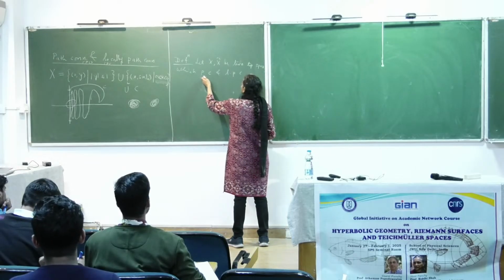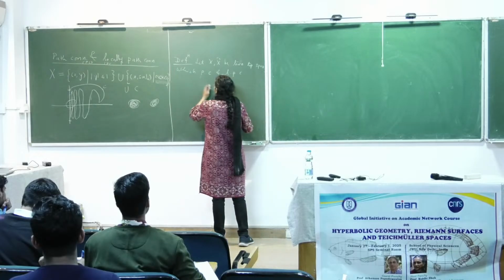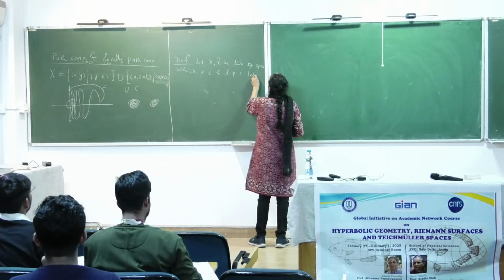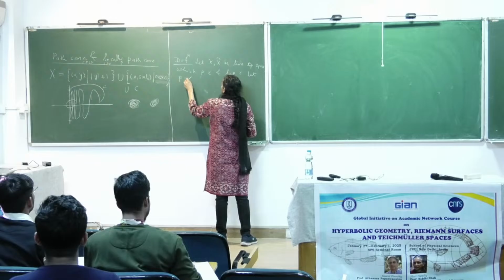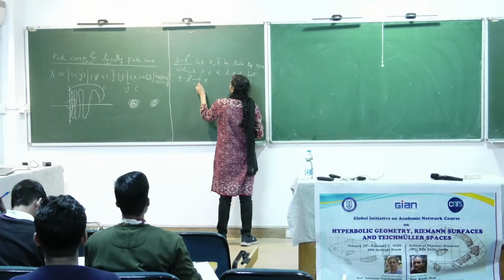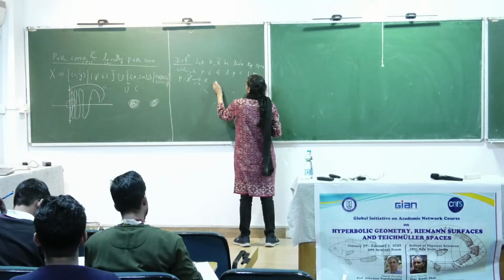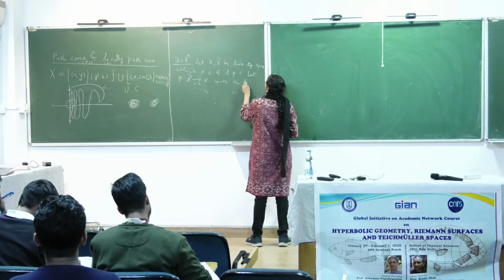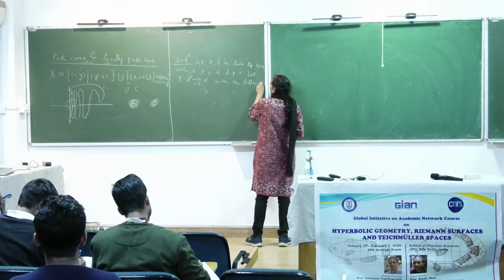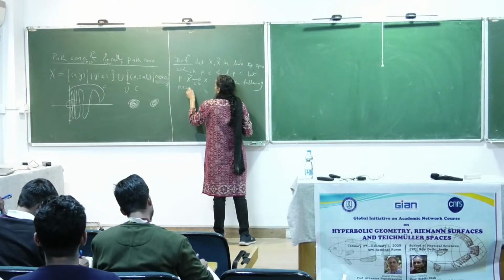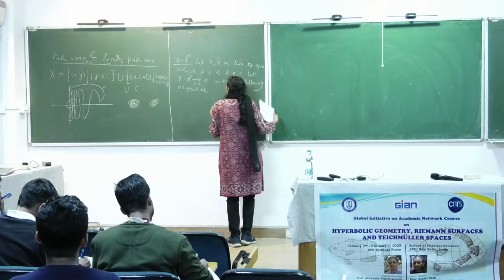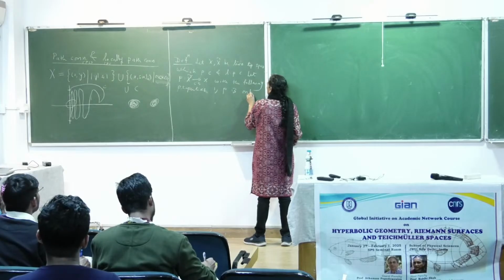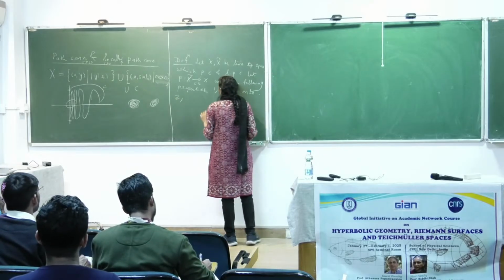Okay, then you say that, and let P be a map from X tilde to X, continuous, okay, with the following properties. So one is P is surjective, and two is interesting.